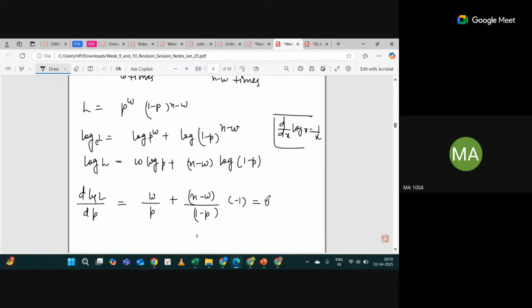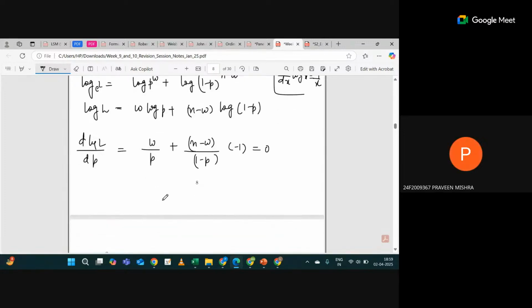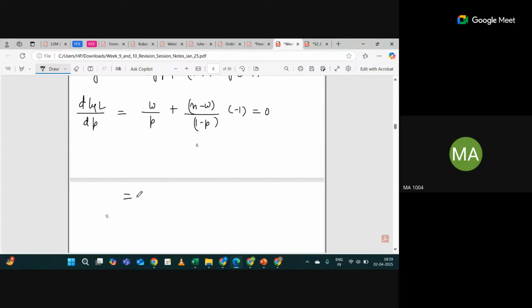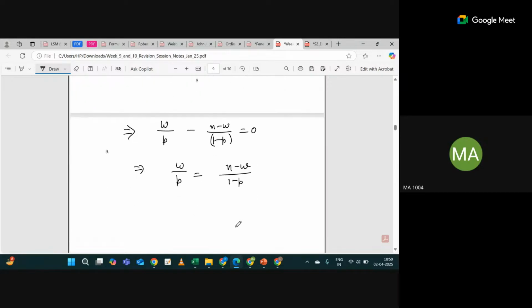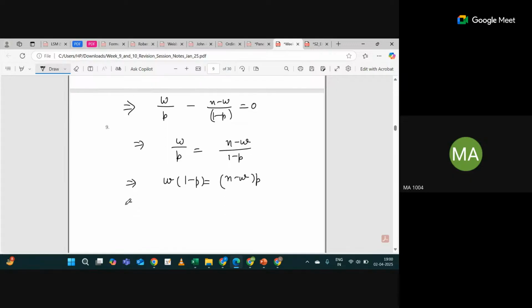So what we have to do? We have to equate with 0, right? Yes, sir. So what we will get from here is w by p minus n minus w divided by 1 minus p equal to 0. So this is w by p equal to n minus w divided by 1 minus p. Now it will be w times 1 minus p equal to n minus w times p. Basically, we have to solve this. So this will be w minus wp equal to np minus wp.